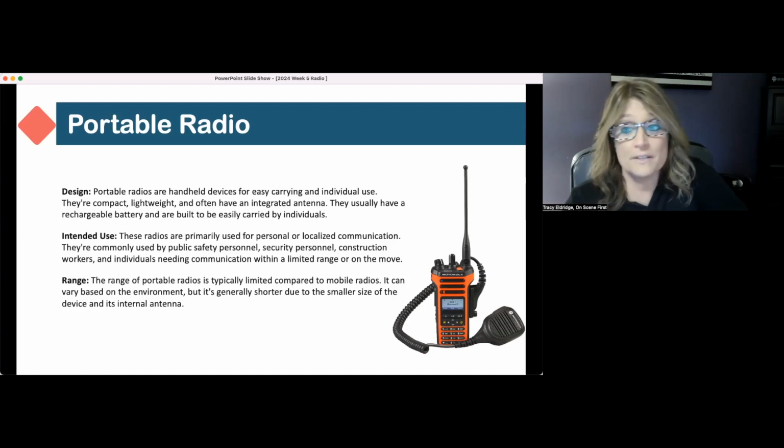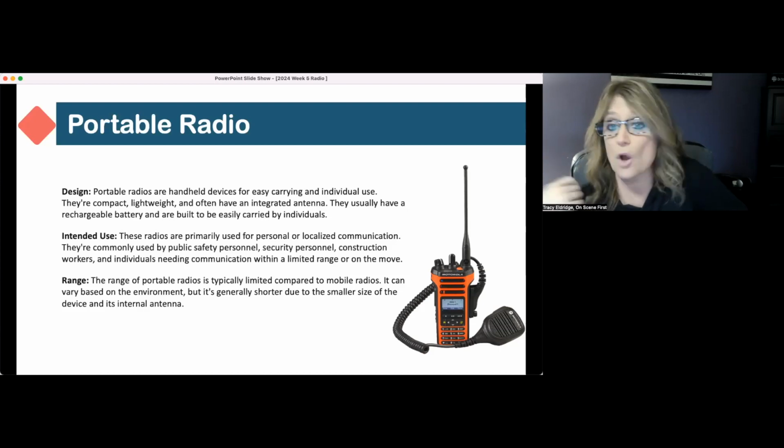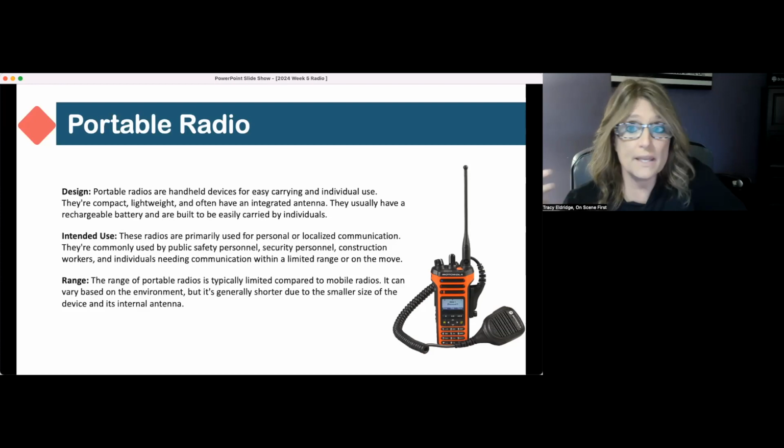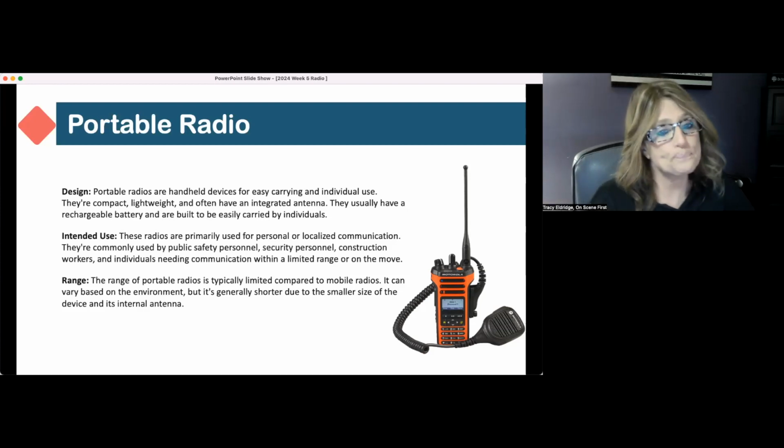If you're in the basement of a building, your portable may not work. If you are out in the outskirts of town, away from any type of tower or repeater, your portable may not work. Okay.